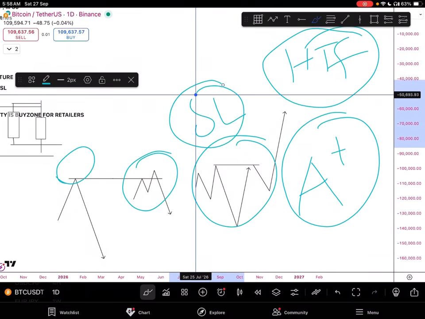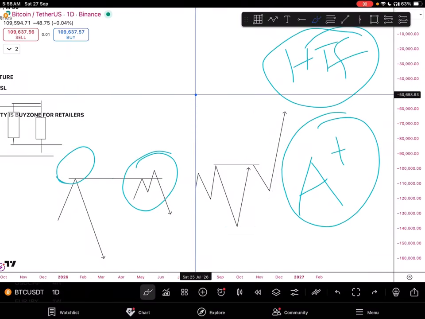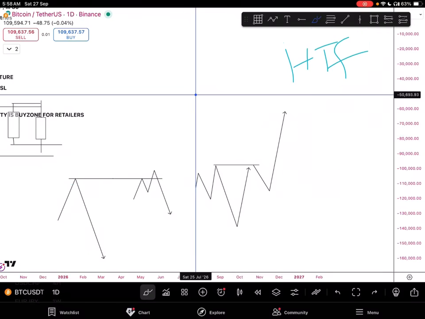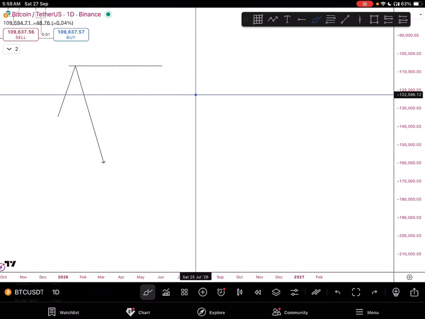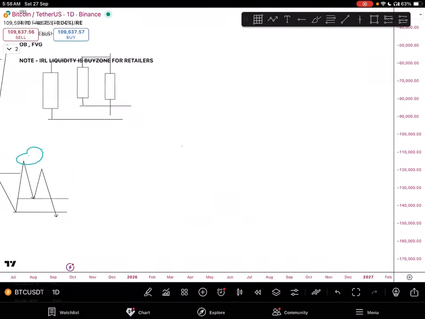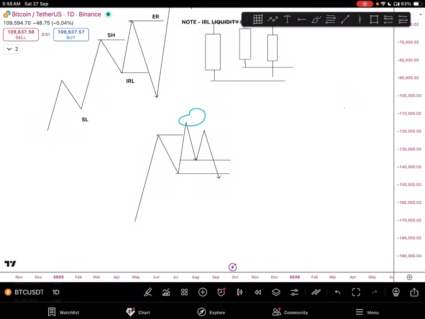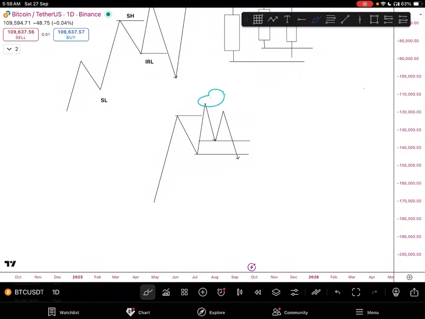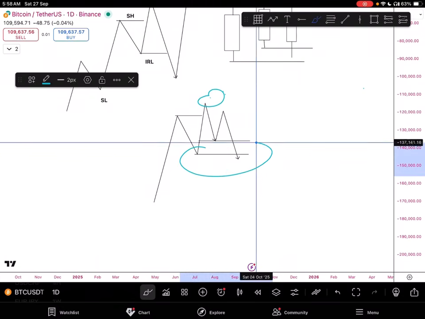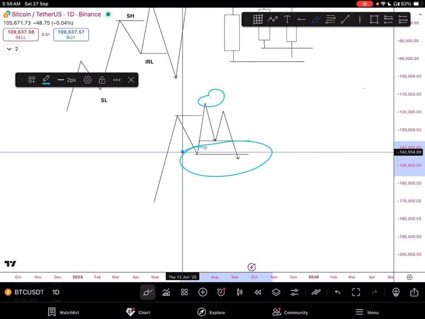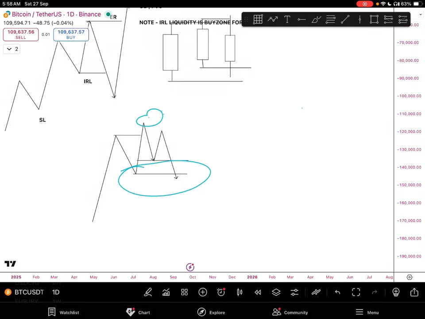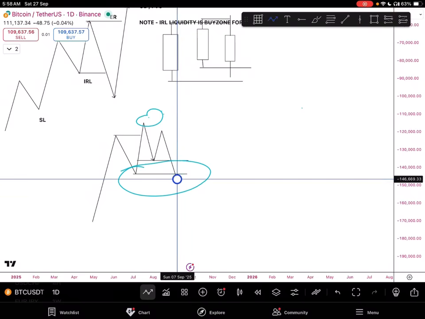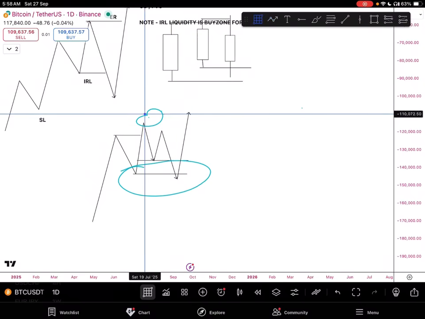Why? Because our higher time frame target was higher than this key level. So before entering into your trades, you need to understand your higher time frame direction. You understand what I'm mentioning? So after reaching our internal range liquidity, after taking internal range liquidity, we can look for our entries into external range liquidity up to here.